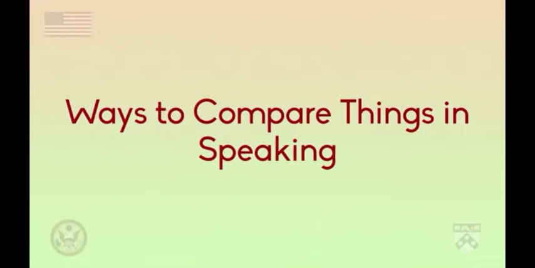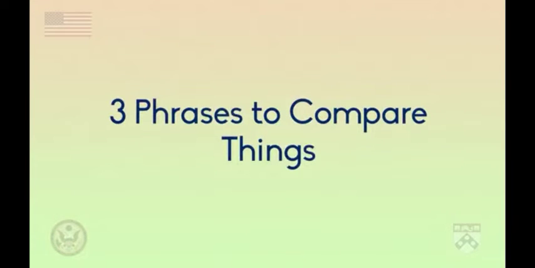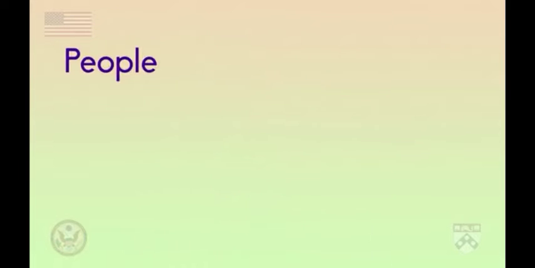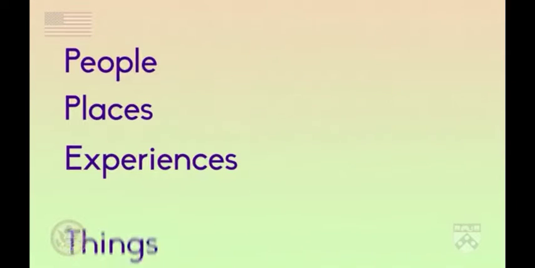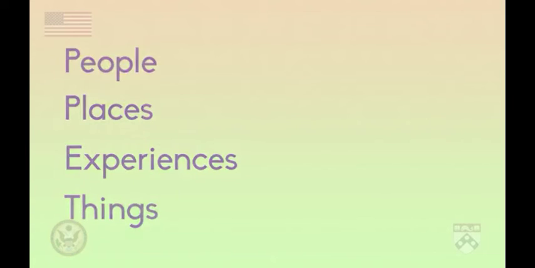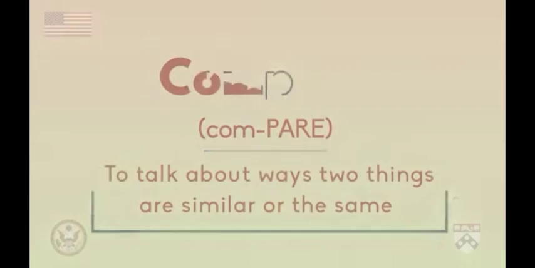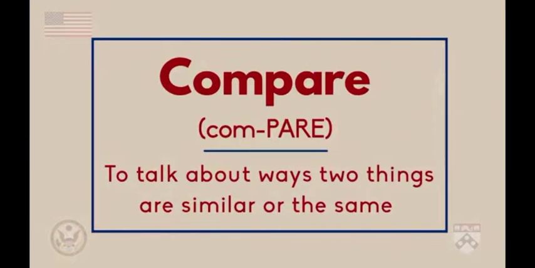Hello! In this video, we're going to talk about ways to compare different things in speaking. In English, we use certain phrases to discuss things that are similar or different. We often use these phrases as a way to describe two or more people, places, experiences, or things. Let's begin by talking about phrases used to compare two things. To compare things is to talk about ways two things are the same.